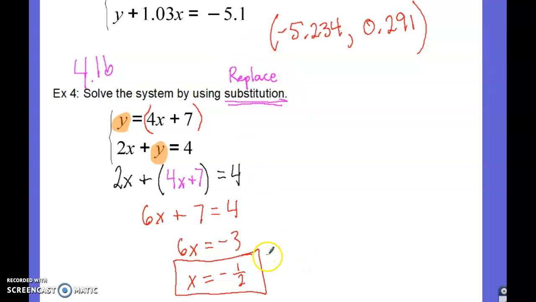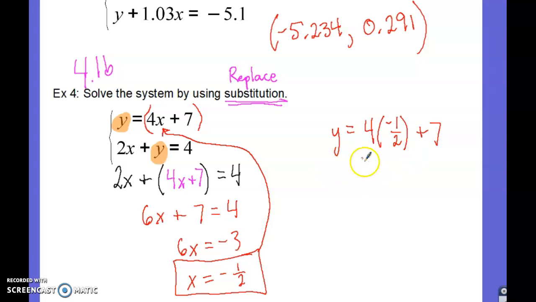But you're still not done, because remember, and this is why we teach graphing first, your answer needs to be an ordered pair. It has to be a point of intersection. You can go to either of these two equations, but I think it's faster to go to the other equation that you haven't messed with yet. Type it in there, and half of 4 is 2. A positive times a negative is negative. And when you add 7 to negative 2, you get that y is equal to 5.